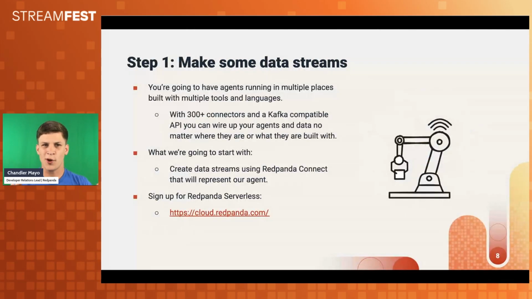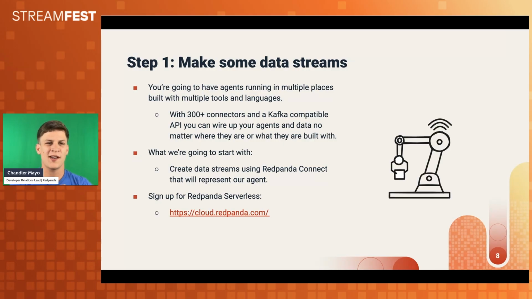So step one today is that we need a data stream for our agent to work with. In real life, you're going to have agents running in multiple places, built with multiple tools and languages. With my factory demo, I had a vision agent running locally on my laptop, built in Go. So it's completely independent of Redpanda, but it's streaming over Kafka. And the reality is you're going to be building with the tools that you want to use. But today, I'm going to show you how to do it in Redpanda Connect.